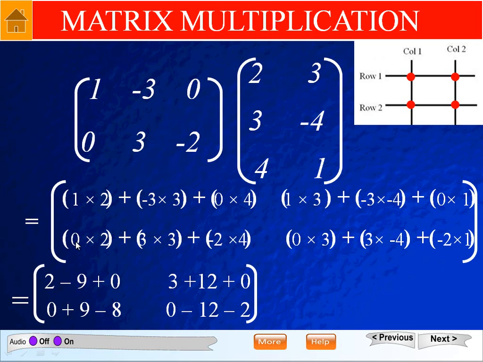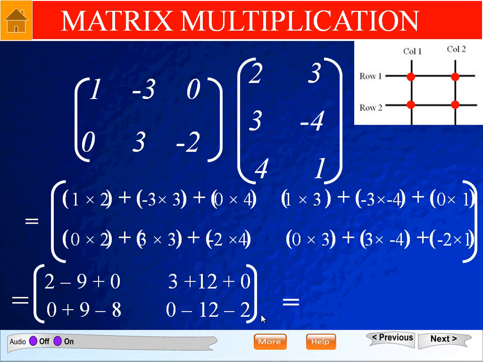Down here as well, 0 times 2 is 0, 3 times 3 is 9, and negative 2 times 4 is negative 8. Here again it's 0 times 3, 0. 3 times negative 4, which gives us negative 12, plus negative 2 times 1 gives us negative 2.